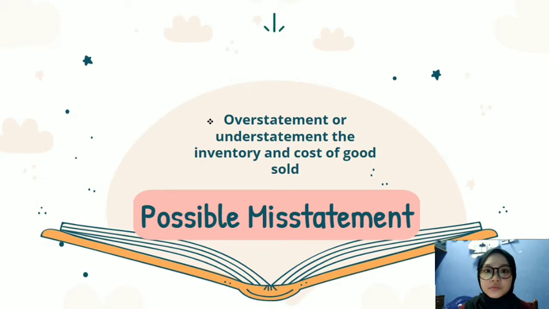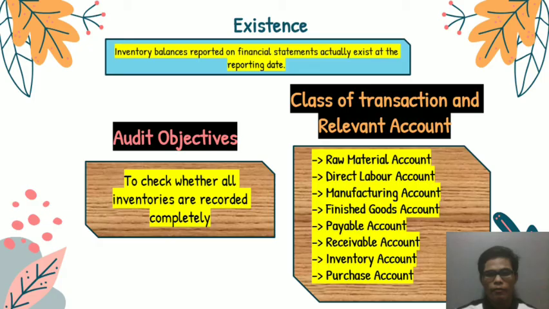The possible misstatement that will occur from rights and obligations of inventory in the warehousing cycle is overstatement or understatement of the inventory and cost of goods sold. For management assertion in the inventory and warehousing cycle, they have the existence assertion. Existence means the inventory balance reported on the financial statement actually exists at the reporting date.